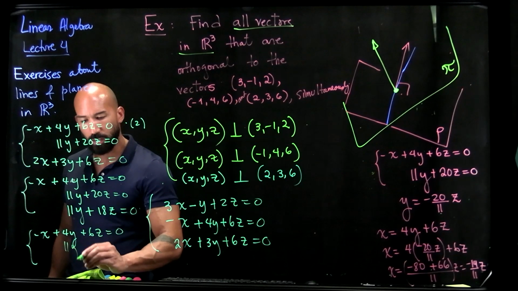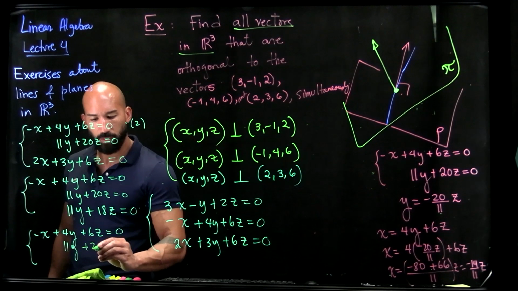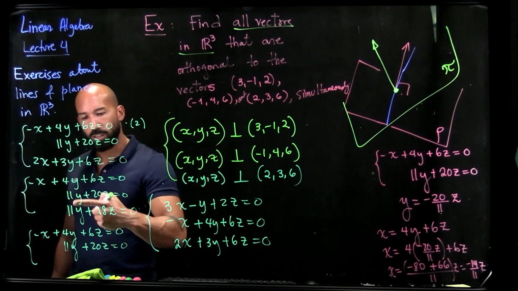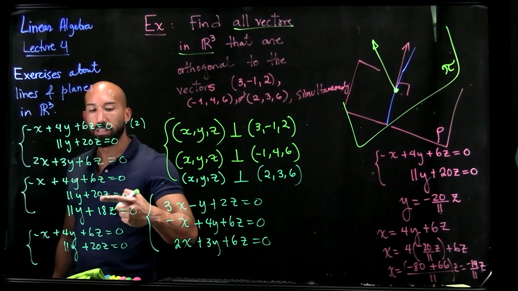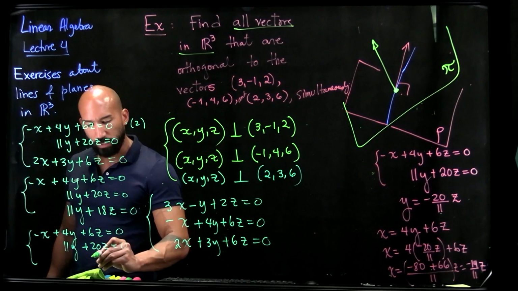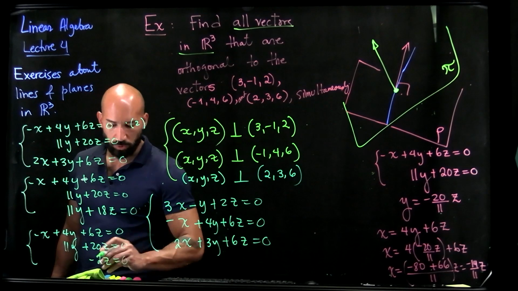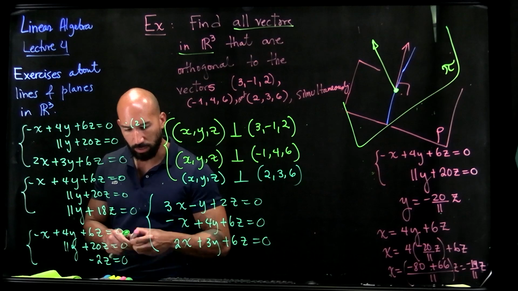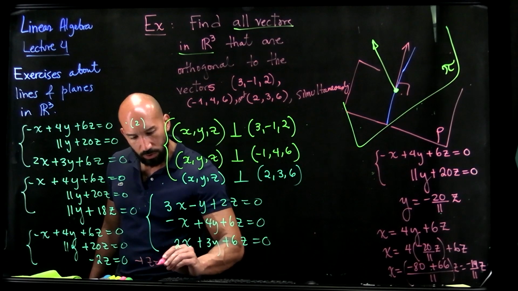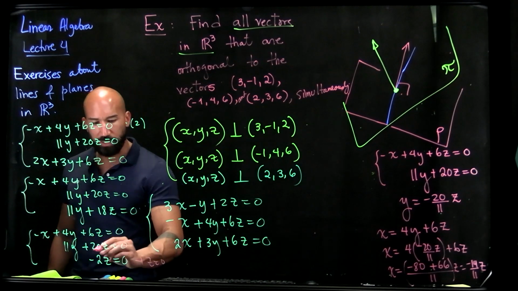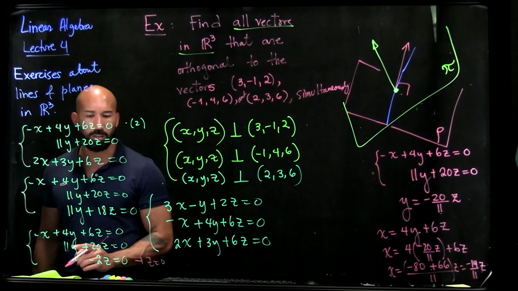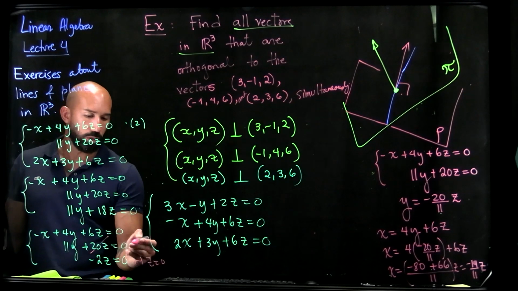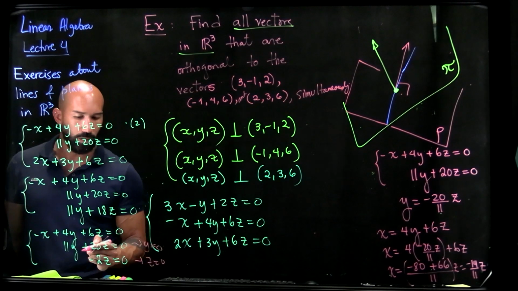I keep the second. And when I subtract the second from the third, 11 minus 11 gives 0y, and 18 minus 20 is minus 2z equal to 0. All right? Well, the third equation is giving us z equals 0. But if z equals 0, in the second equation this term goes away, and we get that 11y is equal to 0. The only possibility that we have is y equals 0.